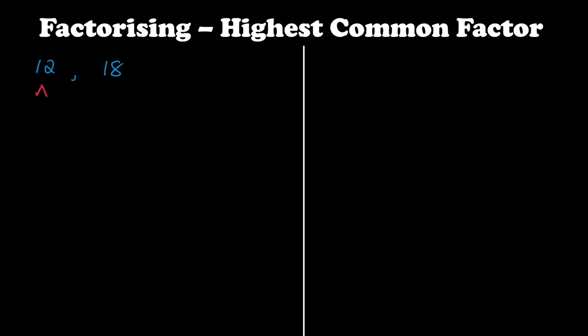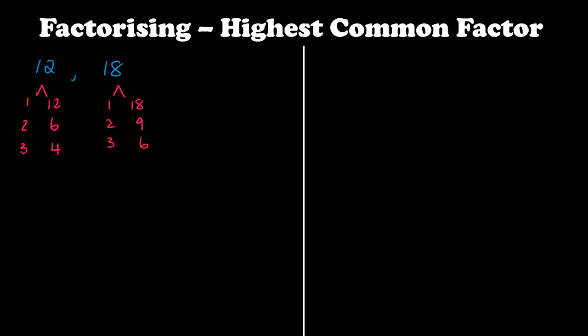So what I do is I do it quite systematically. I start with 1, so I know 1 and 12. Then I go to 2, 2 and 6, 3 and 4. I know there's no 5 and I've already done 6. For 18 I do the same: 1 and 18, 2 and 9, 3 and 6. 5 doesn't go into it evenly, neither does 4, so there are my factors of each.